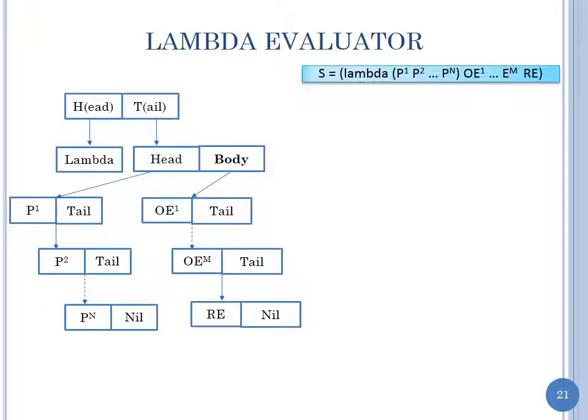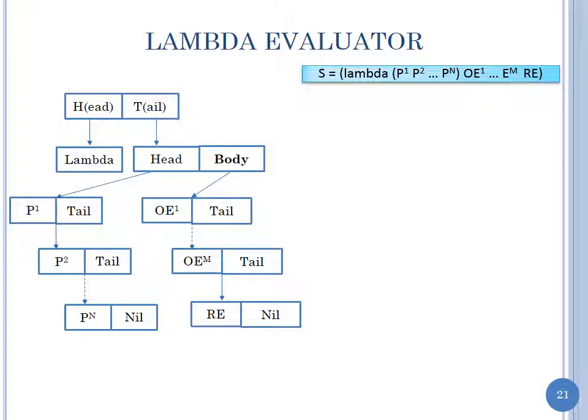So now the question is, what does the lambda evaluator do? The lambda evaluator is called. We know that the first entry is lambda, and we know that after lambda is a sublist. And that sublist has got P1 to Pn elements in it. And then after that sublist is another list, the remainder of the S expression. And those are the optional expressions and then the required expression. Okay? So that's the structure.